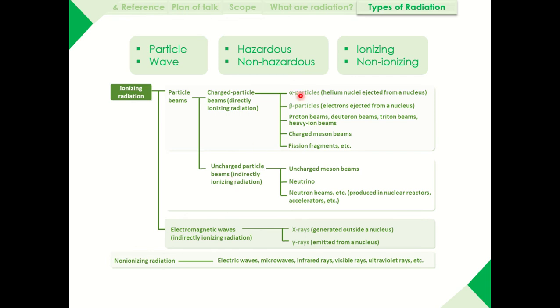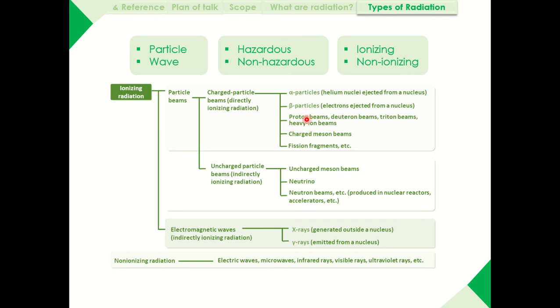In charged particle beams we have alpha particles, which is actually a helium nucleus with 2 protons and 2 neutrons. That is called an alpha particle. Then we have beta particles. A beta particle is similar to an electron, so an electron ejected from a nucleus is called a beta particle. Both of these come from the alpha decay and beta decay processes happening at the nucleus.